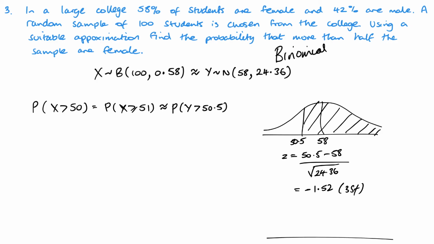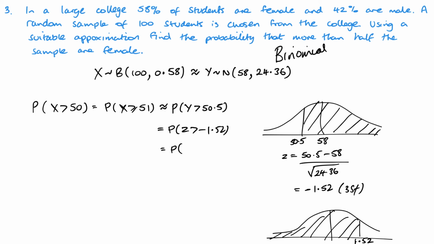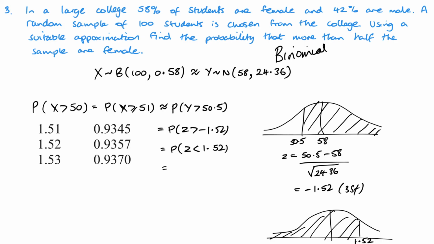And as you know, flipping this around will give me this diagram with a positive 1.52 there. So that's what we are basically looking at, aren't we? So this is the same as z being greater than minus 1.52, which is the same as z being less than 1.52, but the positive one. And this then I can look up in my tables. That gives me 0.9357.